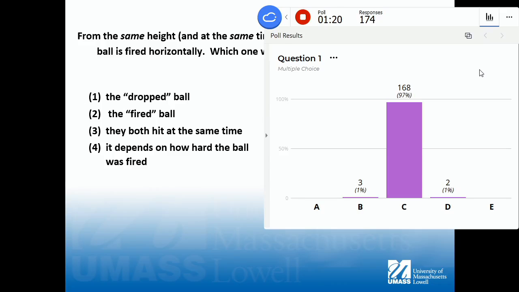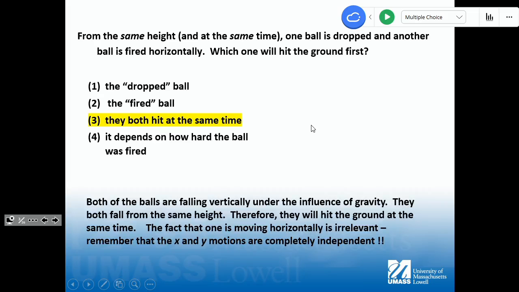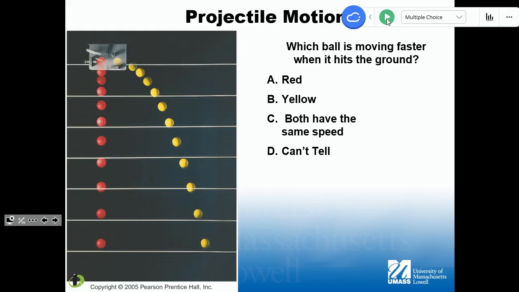The next question, of course, is the one where you may have adjusted your answer last time. I'm going to close this, so if you haven't clicked in, please do. So they both hit around the same time, and then there's this one.